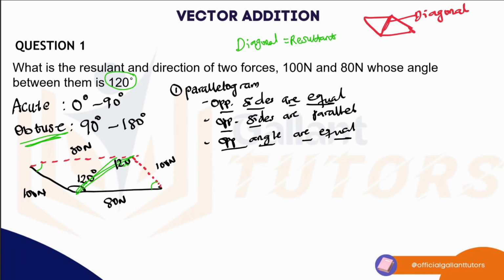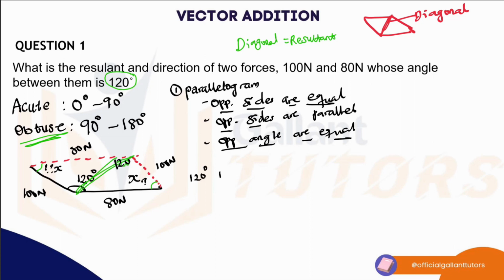Now, since the diagonal will divide the 120 degree, we're not going to make use of this angle anymore. We have to know what this angle is and what this angle is. The easiest way to get that is by using the summation of angles of a parallelogram, which is equal to 360. So I can just say here is x. Since opposite angles are equal, here also x.